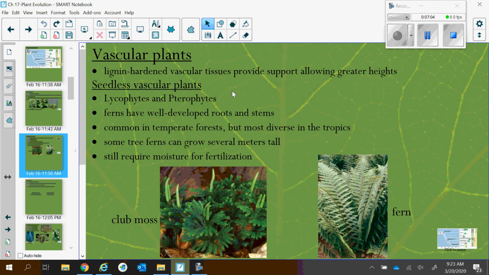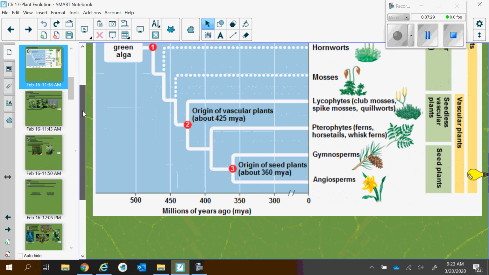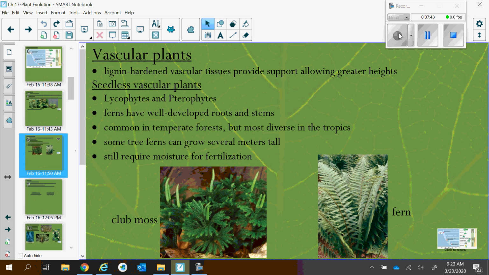Yeah, so these guys, though, they still require that moisture for fertilization. And we're going to talk about the way they reproduce probably next class. We'll see how long we go here. So this ought to be shocking to you. Out of all the plant species, 90% of them are seed plants. That tells you right away that this is the most successful strategy. It's newly developed. Seed plants are, in this region, approximately, according to this, around 360 million years old. So that's new, according to what's going on with their evolutionary.